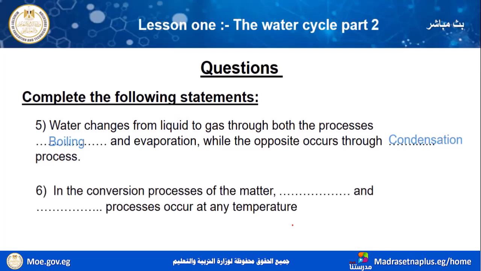Question number 6. In the conversion process of matter, evaporation and condensation processes occur at any temperature, while boiling point occurs at exactly 100 Celsius degrees.